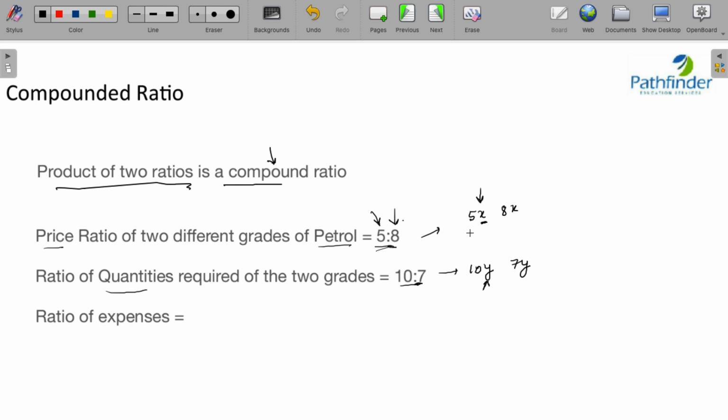Now what is the total expense? Total expense is price multiplied by quantity. So 5x multiplied by 10y as to, what is the next price? 8x here multiplied by 7y, and xy will cancel from both the sides and we'll get 50 as to 56, which simplifies to 25 as to 28. Now this is the compound ratio, but this gives you the ratio of expense.